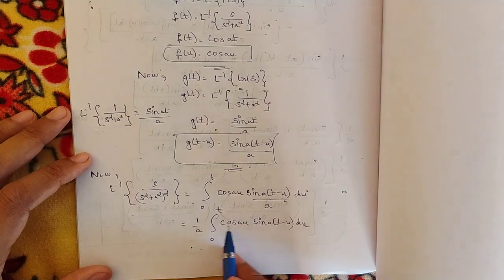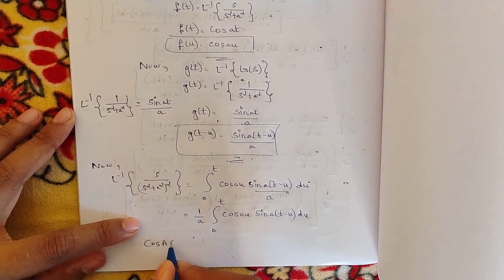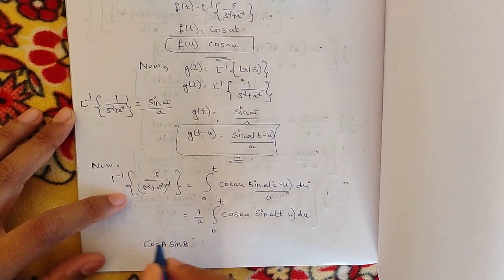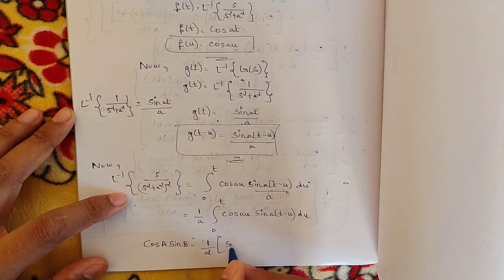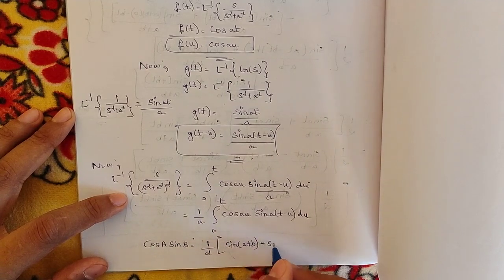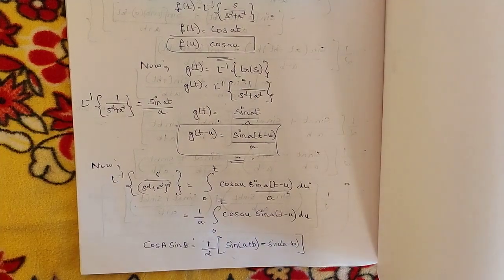Okay, so again this is of the form cos a sin b, and for this also one trigonometric identity we have one formula, that is 1 by 2 into sin of a plus b minus sin of a minus b. Okay, so these trigonometric formulas you should know very well, because we would be using them most of the time while solving engineering mathematics. These trigonometric identities are a base for everything which we study in mathematics.